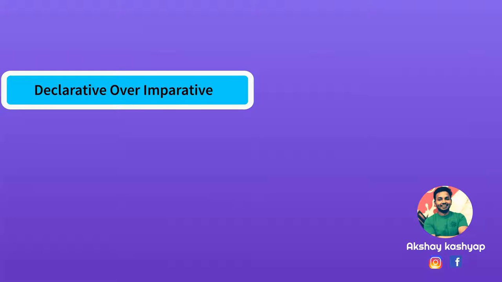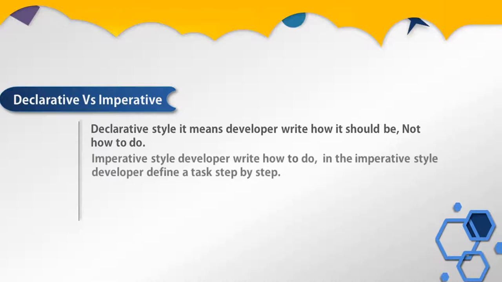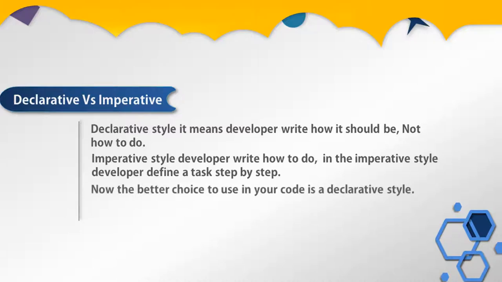So we will understand what is declarative and imperative style. Declarative style means the developer writes how it should be, not how to do. On the other hand, in imperative style, the developer writes how to do. In the imperative style, the developer defines a task step by step. Now the better choice to use in your code is a declarative style, because simplicity is always better.